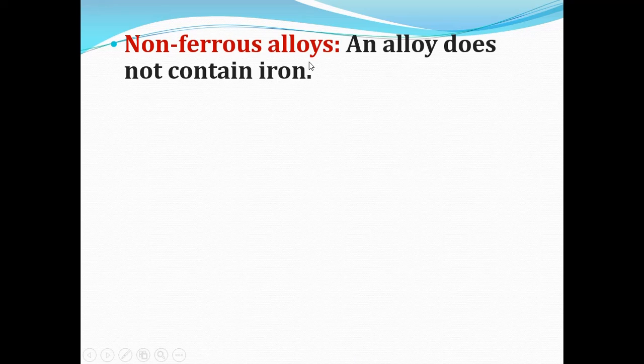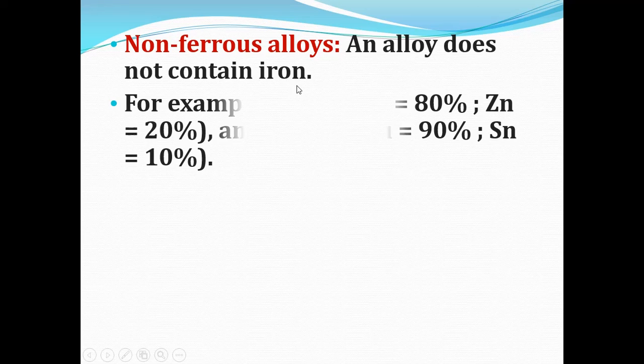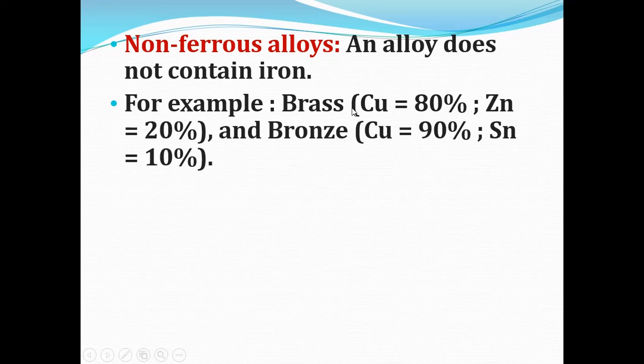Then non-ferrous alloys. Non-ferrous means the alloy does not contain iron. Example, brass. Brass is a mixture of two metals, copper and zinc: 80% copper mixed with 20% zinc forms an alloy called brass. Then bronze. Bronze is a mixture of two metals, copper and strontium: 90% copper and 10% strontium.